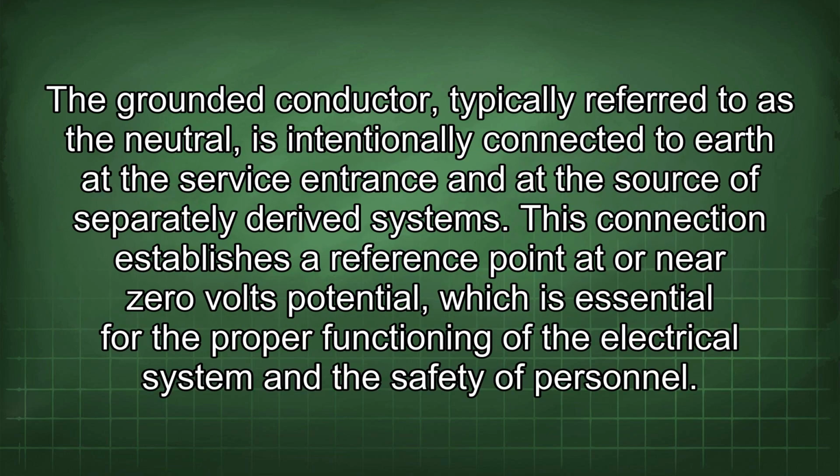The grounded conductor, typically referred to as the neutral, is intentionally connected to earth at the service entrance and at the source of separately derived systems. This connection establishes a reference point at or near 0 volts potential, which is essential for the proper functioning of the electrical system and the safety of personnel.